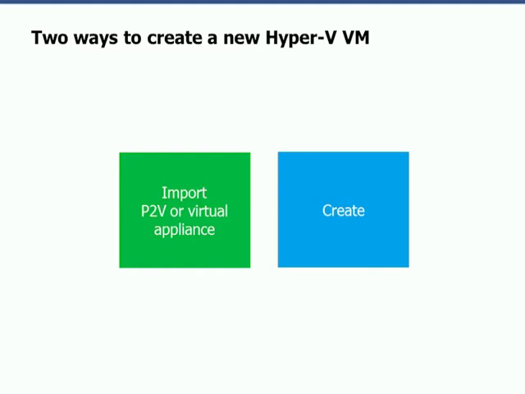It could be through a conversion of a physical server in your data center into this virtual machine, or it could be from a download, let's say off the internet, of another virtual machine that's already been created. Now, the second way to create a new virtual machine in Hyper-V is to create one from scratch, and that's what I'll be showing you how to do in this lesson.